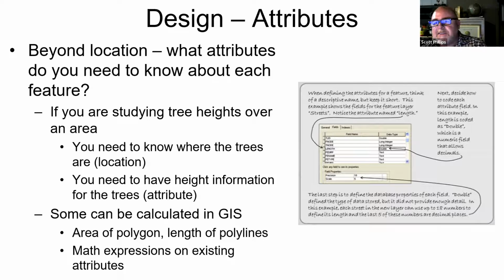Some things can be calculated in GIS too, like if you need to calculate the area of each polygon, it's a snap for the GIS to calculate that as an attribute. If you need to calculate the lengths of a set of lines, GIS can calculate that. It can calculate the X and Y coordinates of points, or the X and Y coordinates of the centers of polygons, things of that nature.